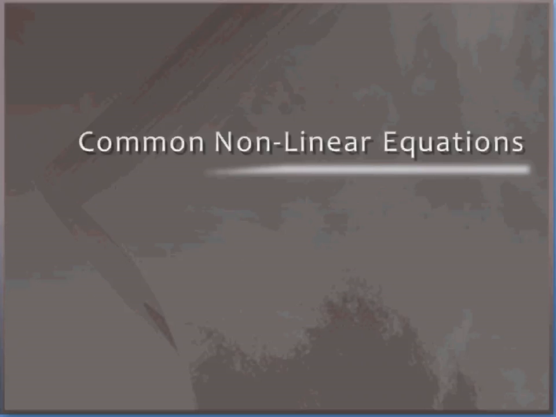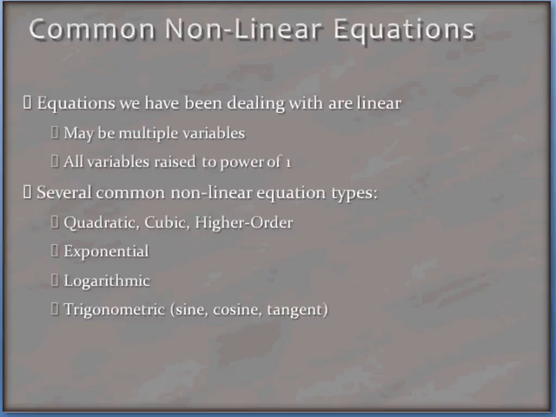We'll now take a look at some common nonlinear equation types. So far, all the equations we've been dealing with in this course are linear. They may have multiple variables, but the key point is that each variable is raised to a power of no greater than 1. There are several common nonlinear equation types, including quadratics, cubics, and higher order functions, exponentials, logarithms, and trigonometric functions like sine, cosine, and tangent. We'll review a few of these today.